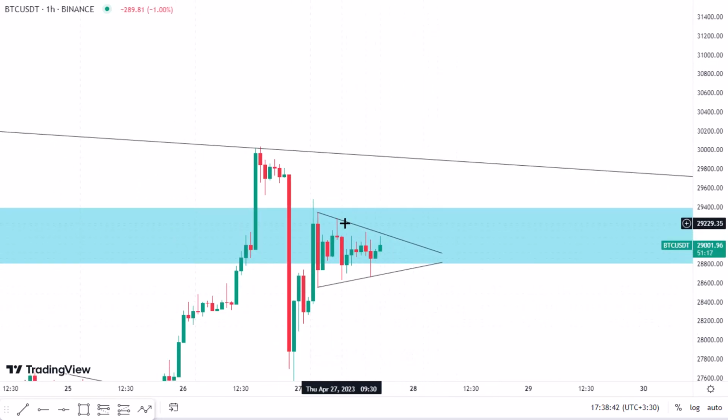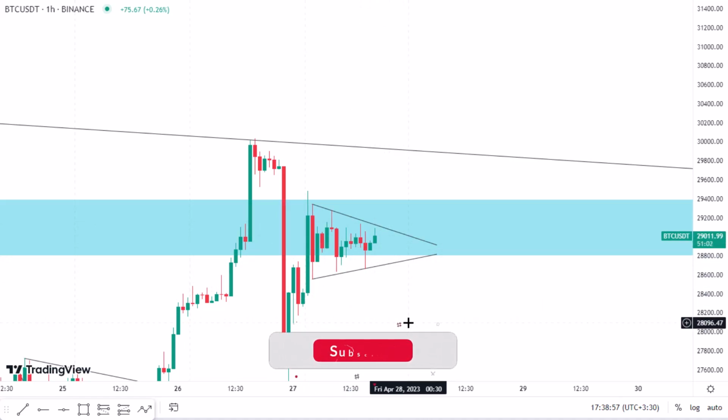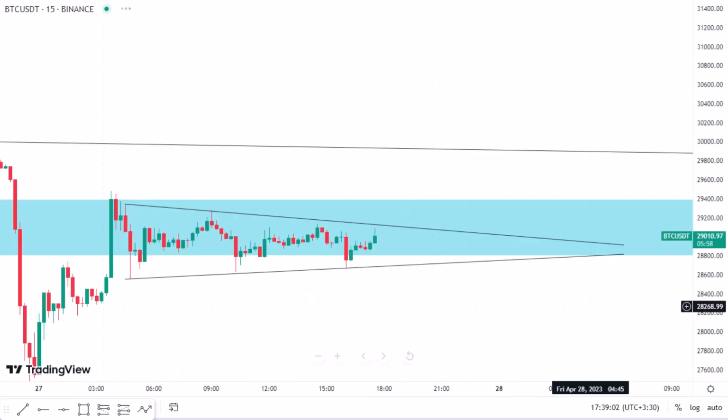If this trend line can be broken to the upside, we will enter buy position, set our stop loss below the candles and look for our reward. And if this trend line can be broken to the downside, we will enter sell position, set our stop loss above the candles and get our reward. But in lower time frames, let's check if we have anything or not.